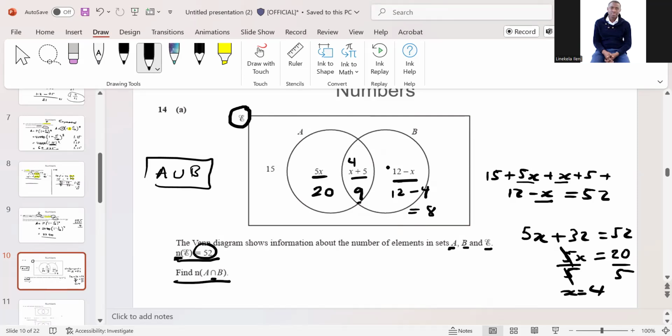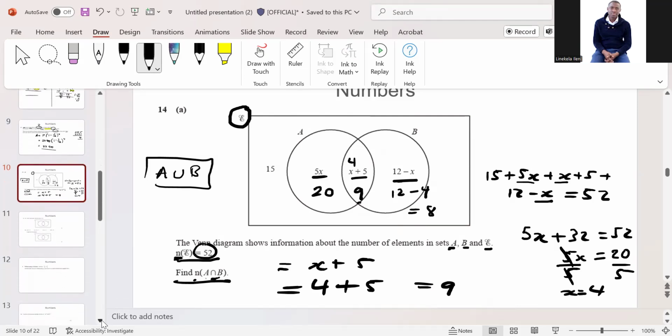Then they said here, how many elements are in A intersect B? Now we found out A intersect B is x plus 5. And now that we know what our x is, that will be 4 plus 5, which gives us 9. So generally, questions like that can appear, and it's important that you do know how to solve it.